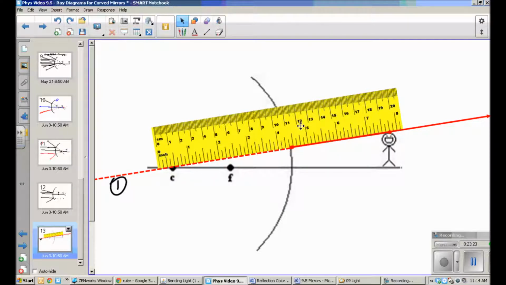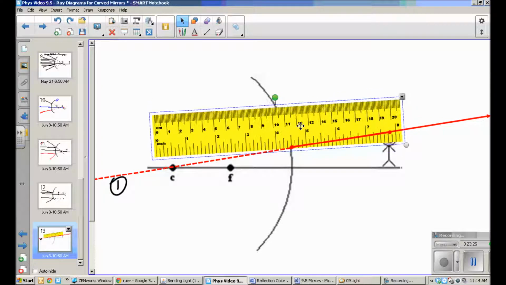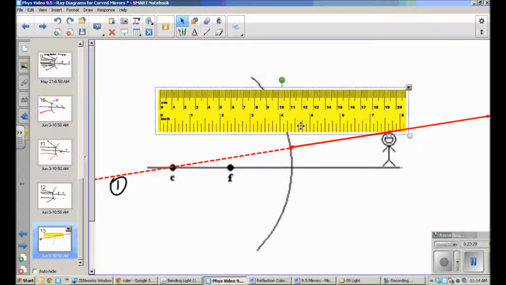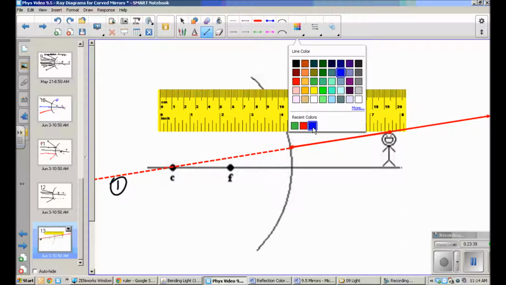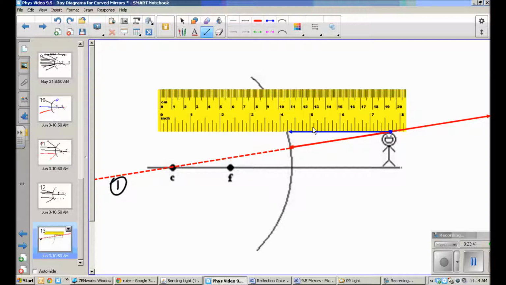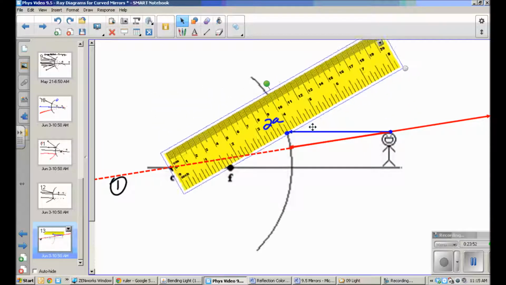Beam number 2, line up the ruler with the top of the object so it's parallel to the primary axis. Just like that. Now draw a ray that goes from the top of the object to the mirror. Here we go. Think of the point where it hits the mirror as point 2A. Use the ruler to line up the focal point with point 2A. Oh, look at that. That was way too easy.